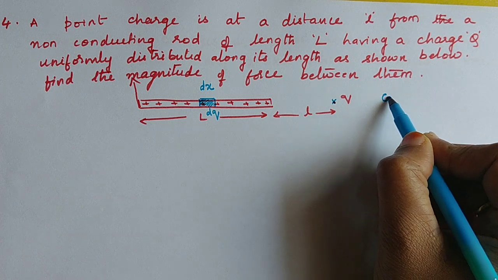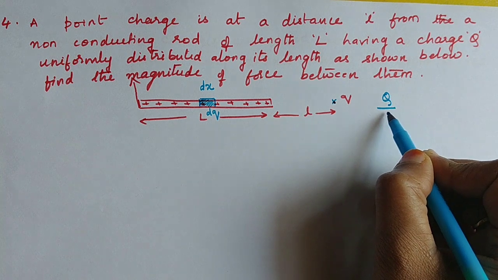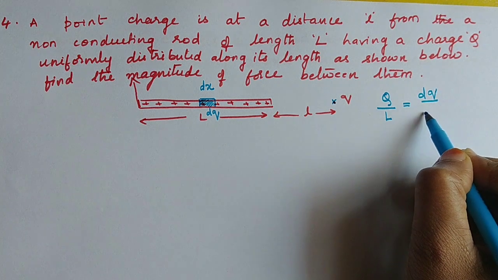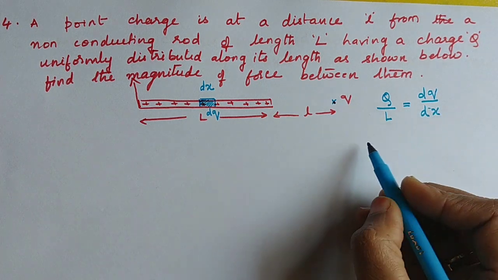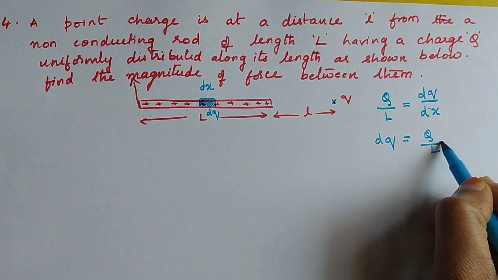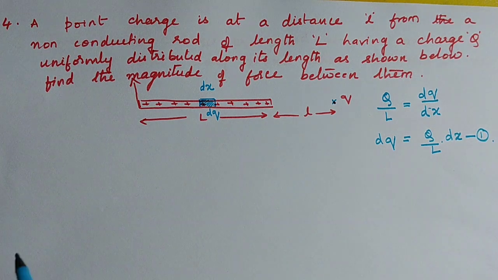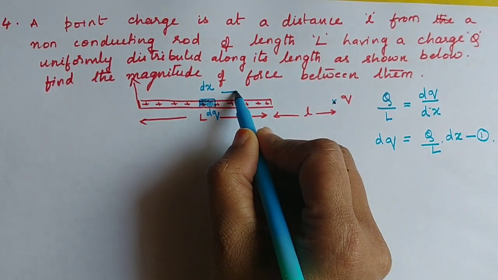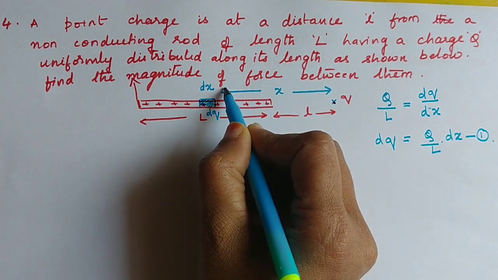So we know because charge is uniformly distributed along the length, lambda remains constant, that means charge per length remains constant. Total charge by total length would be small charge divided by small length. Okay, I have taken the small length as dx. From this we get dq is equal to q by L into dx. Call this as equation 1. And now I will find out the force between these two charges, that is dq and q. Take this distance as x.